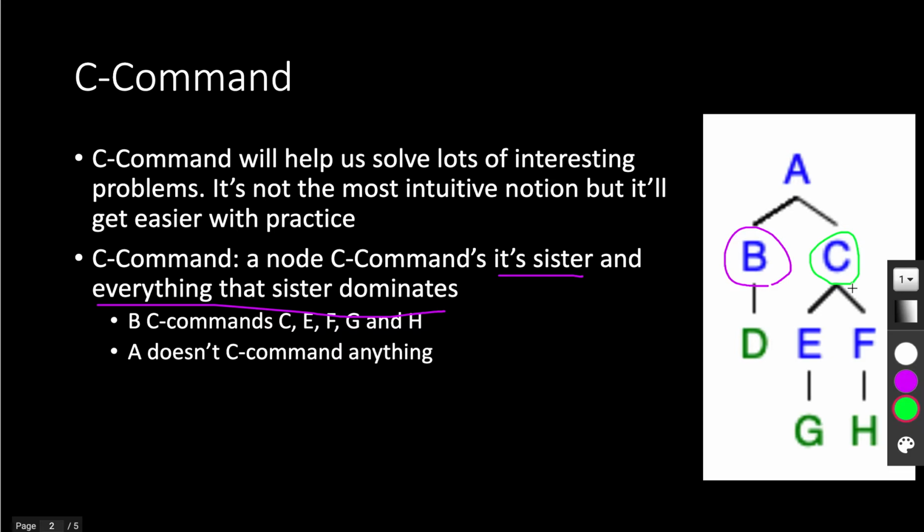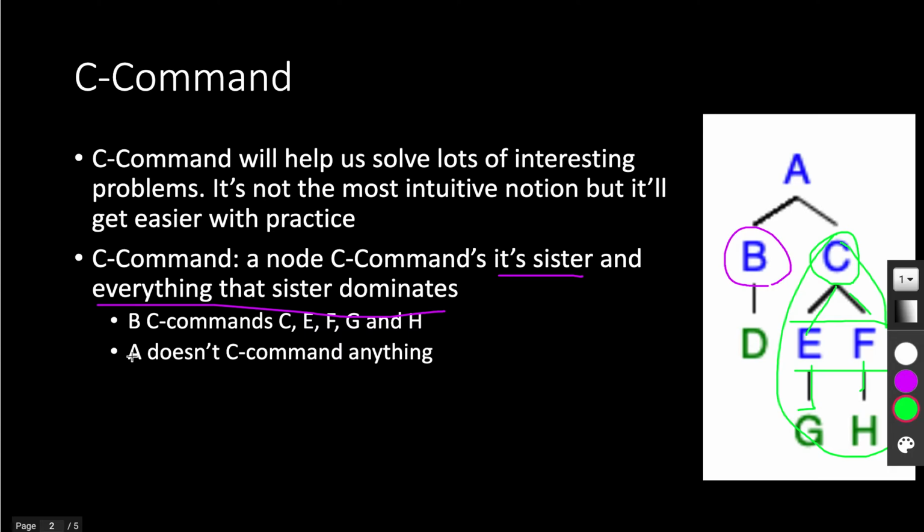So now we need to look for what C dominates. Well, C dominates the things that it's above, and that we can draw a direct line from it to. So C dominates E and G and F and H. If we circle all these things together, those are the group of nodes that B C commands. So if we want to state this more explicitly, B C commands C, E, F, G, and H.